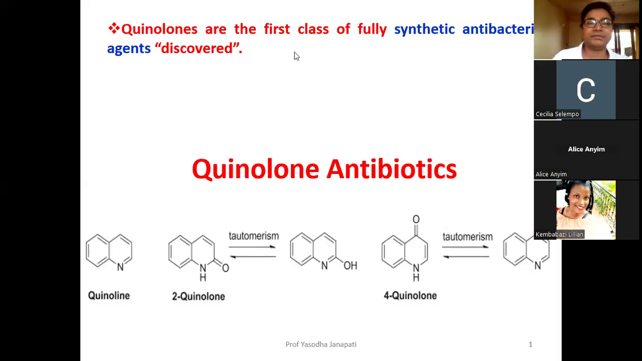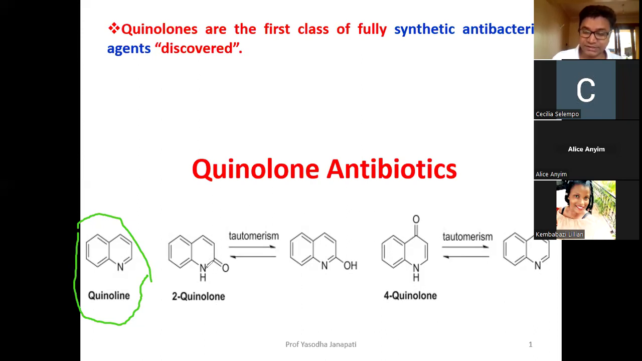We are going to learn about quinolone antibiotics. First, you see the difference between quinoline. This is the quinoline nucleus. We studied this. Benzene fused with pyridine nucleus is quinoline. Sorry, benzene fused with pyridine is called quinoline.